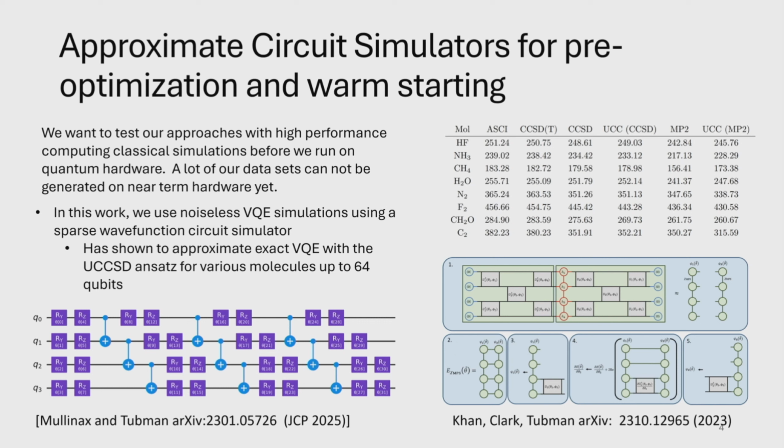For people who've seen my talks before, I've talked about these two papers in a lot of my previous APS talks. This paper in particular is an approximate circuit simulator. It is really tailored to chemistry types of problems, but if you're willing to deal with approximations, you can get circuit simulators that can test VQE, time evolution, and any number of other things from 64 to 128 qubits for chemistry types of problems.